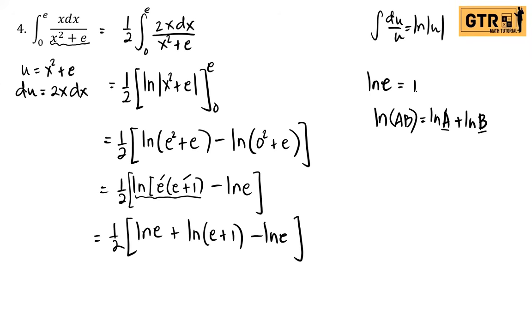Ln e is 1, but we have ln e here and then minus ln e, so we can simply cancel this. Therefore, the final answer is 1/2 ln of e plus 1.